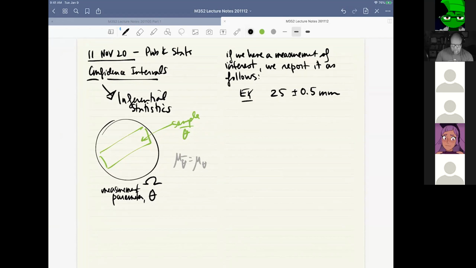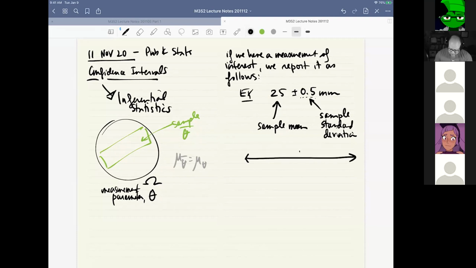When you see a number reported in this way, remember this first number here is the sample mean of the measurements, and this 0.5 here is often the standard deviation, the sample standard deviation. And this number here, 25 plus or minus 0.5, you need to think about it on a number line.